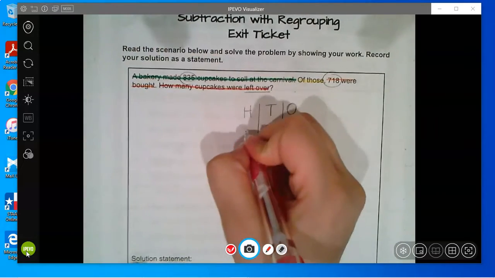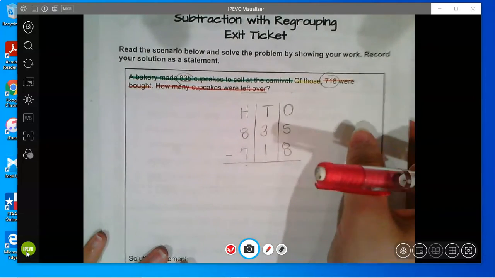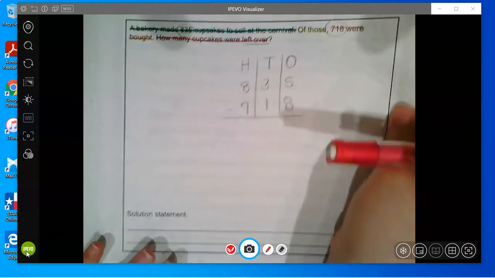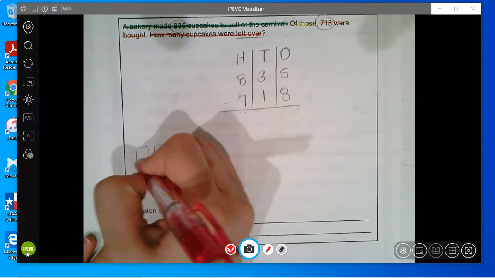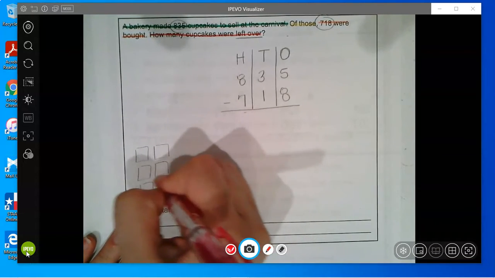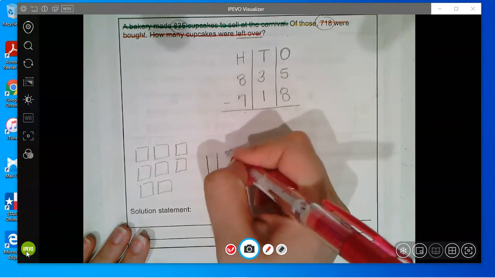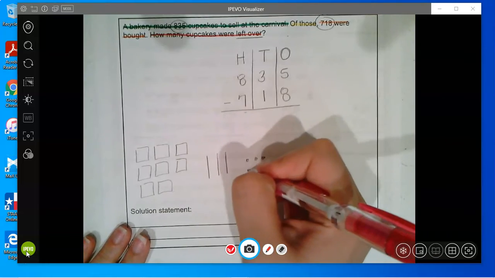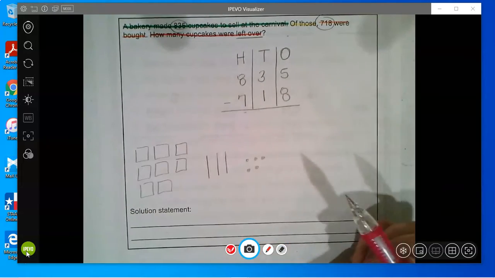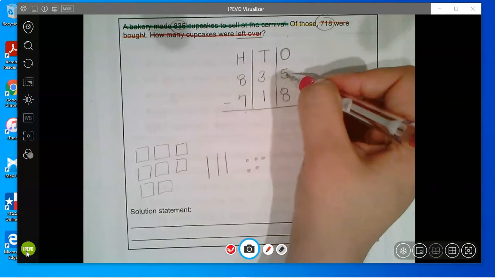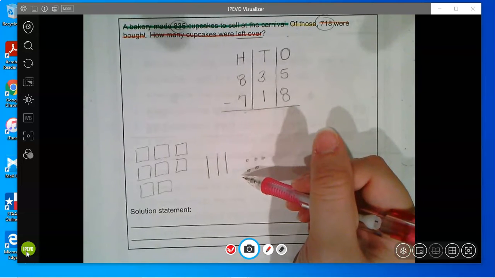Now, if you need to come over here and draw out your blocks, you can do that. That is no problem, guys. Okay, so if you need to come down here and draw out the blocks, we can say 1, 2, 3, 4, 5, 6, 7, 8. I have 3 tens, 10, 20, 30, and 5 ones. You can do that. And we won't have to draw the second number because we're going to be taking away. So 5 minus 8. If I was to take away 8 from this 5, what would I get?